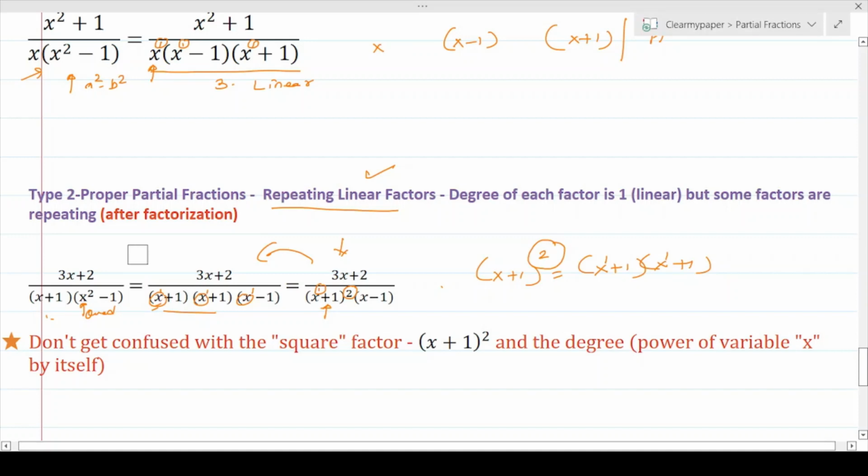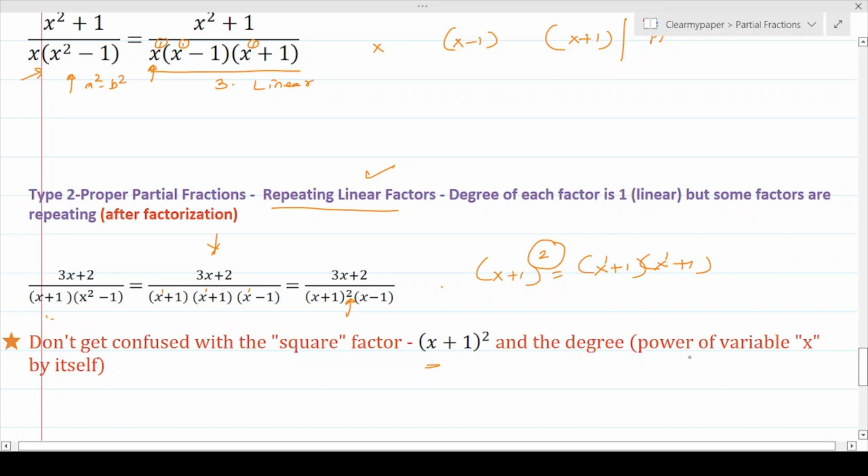And I can always write it this way. So assume that you're not writing it this way, and you are just focusing on this. In this case, it's clear that you have simplified it to the max. And then when you see the power of x by itself, it's 1, 1, 1. So just keep that in mind. That's the reason I put this in red. Do not get confused with the square factor, this factor, okay?